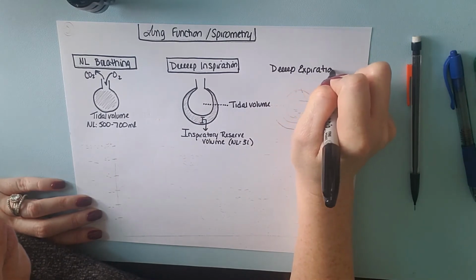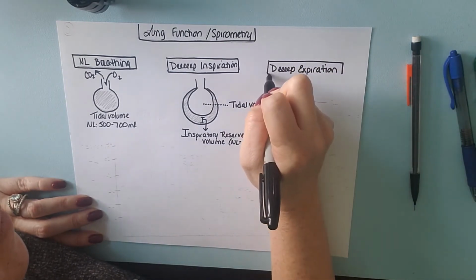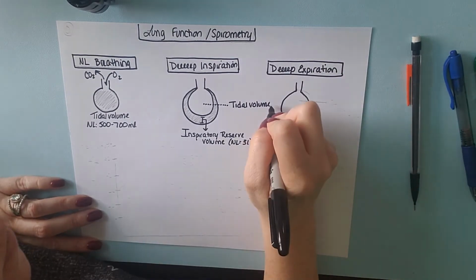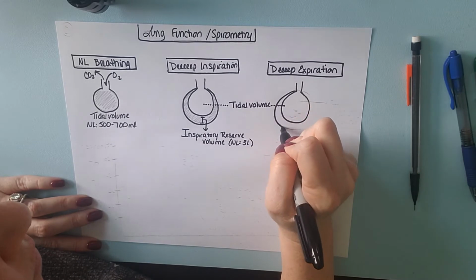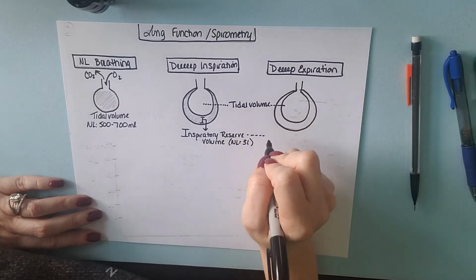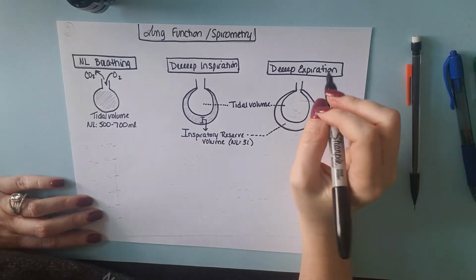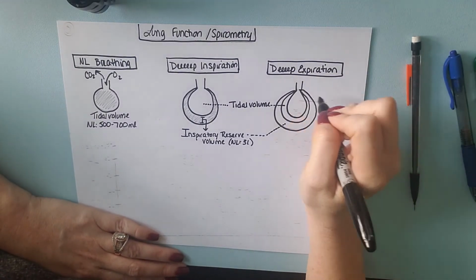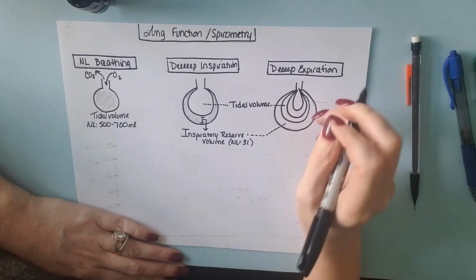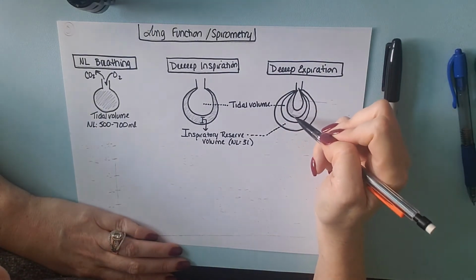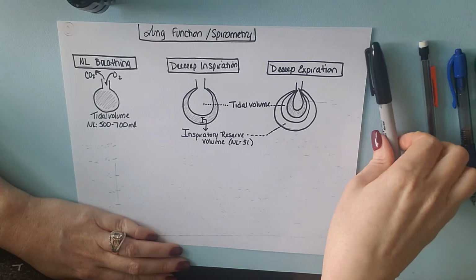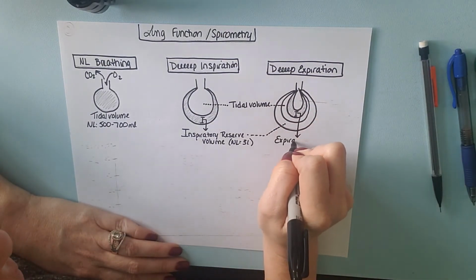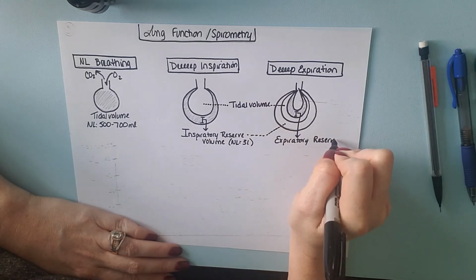Now, talking about deep expiration, this is the tidal volume. This is how much you could possibly breathe in. That's how much it can expand. But you can also breathe out forcefully. So this area here, where I'm about to shade, is the expiratory reserve volume. That's the amount of volume that you can forcefully exhale.